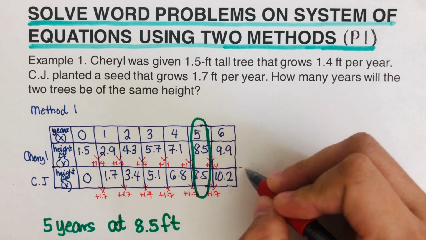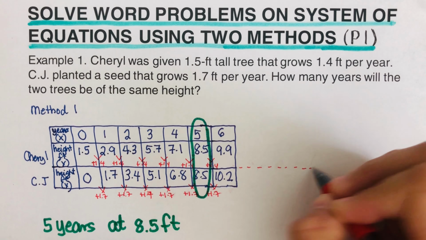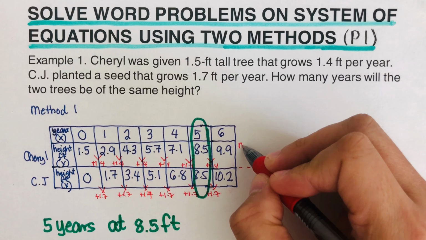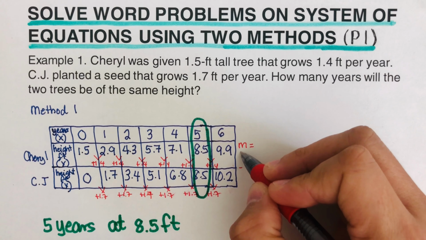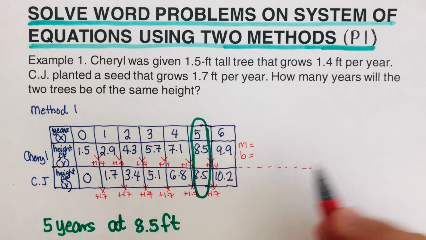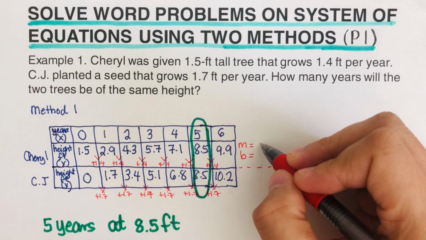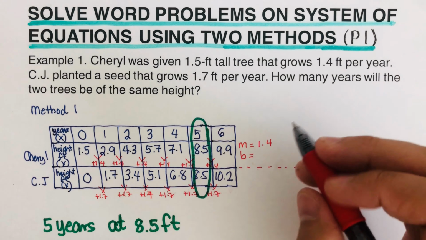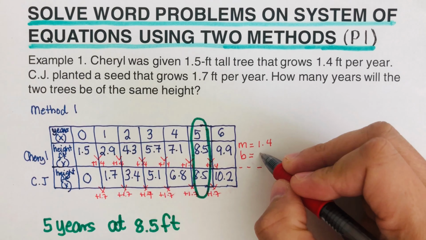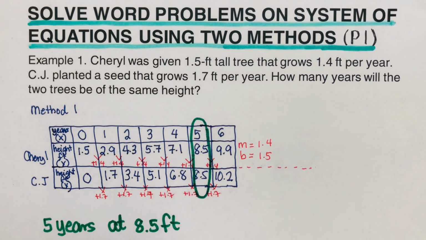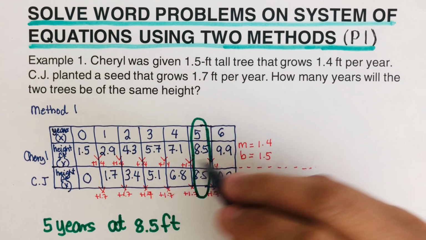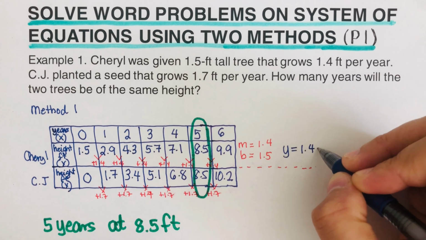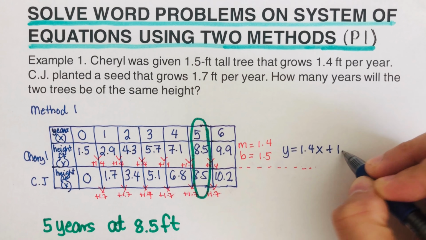So we're going to come up with an equation that would work for each of these. On the first one right here, we're going to determine the m. M is the growth factor, and then the B is the starting height. So the growth factor here would be 1.4. And then our B is the initial height, which is 1.5. So then our equation for Cheryl's tree would be y equals 1.4x plus 1.5.